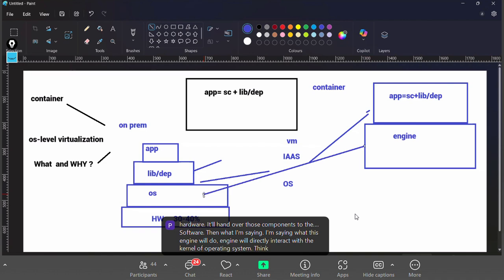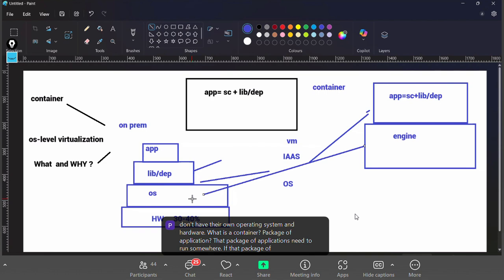Think logically. Who thought about this technology? Think about him. This engine will directly interact with the kernel of the operating system of whom? The host. See my laptop. I have a laptop, right? I want to run a container on my laptop. But a container doesn't have its own operating system and hardware. What is a container? A package of application. That package of application needs to run somewhere.